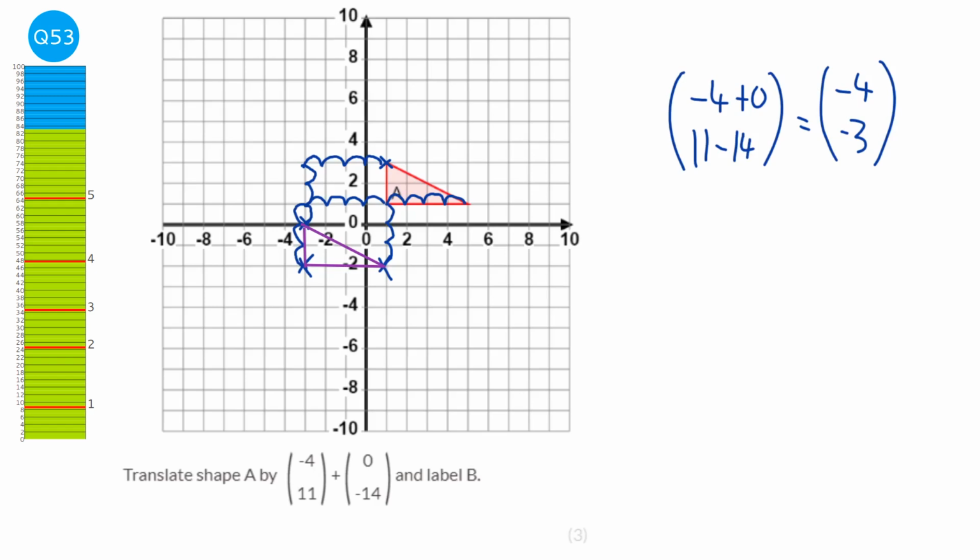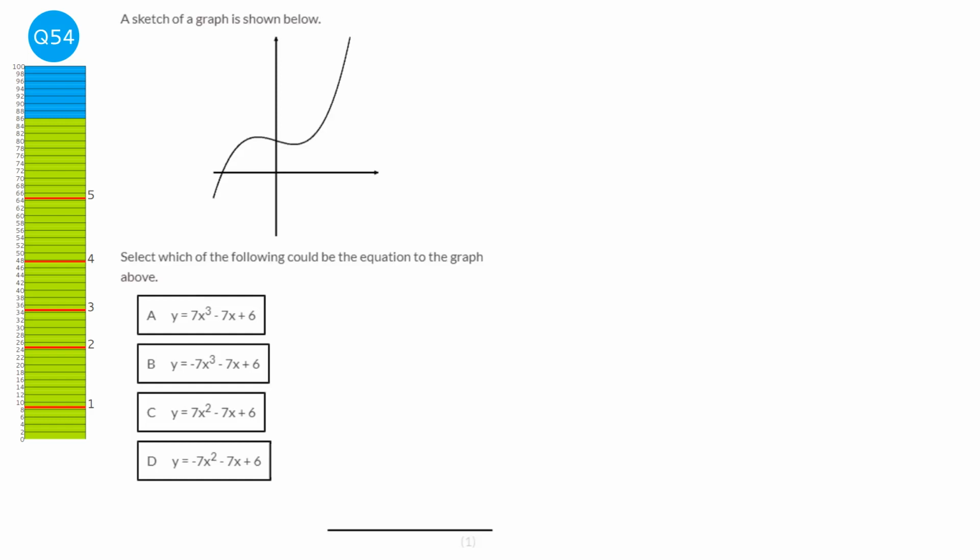And label the new shape B. With this question, you've just got to know what the different functions look like. So with C and D, we've got quadratic functions. One's a positive quadratic, which is a U shape. One's a negative quadratic, which is a kind of upside down U shape or an N shape. And here we don't have that, so we can get rid of those in our thoughts straight away.